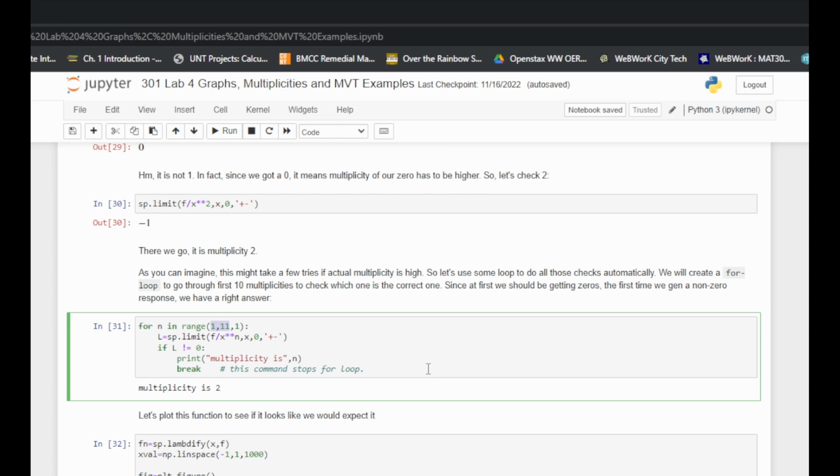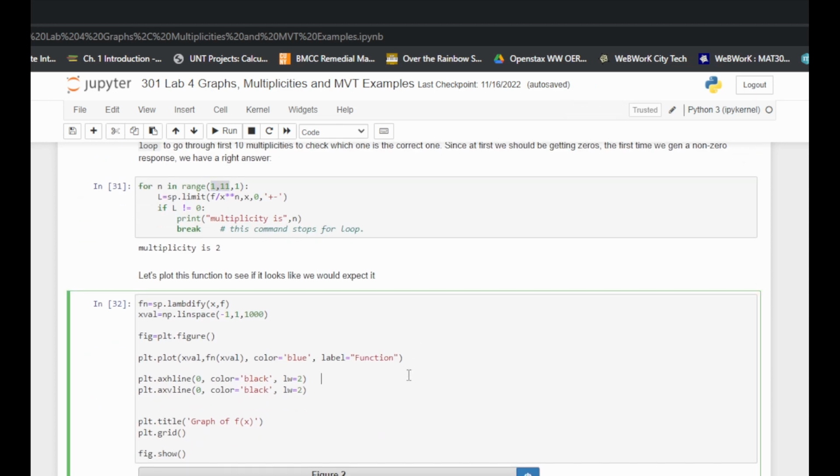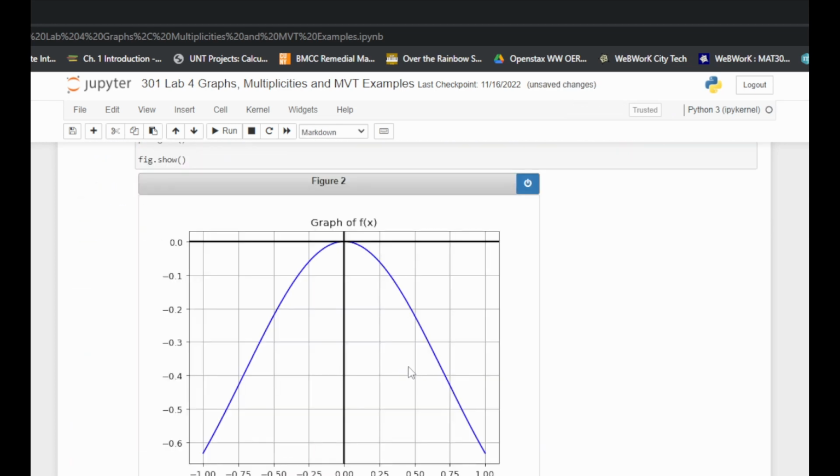Finally, we can look at this multiplicity graphically as well. So if I draw a graph here, you can see that the f of x touches the x-axis at 0. So it looks like the multiplicity is even, and that's exactly what we got.